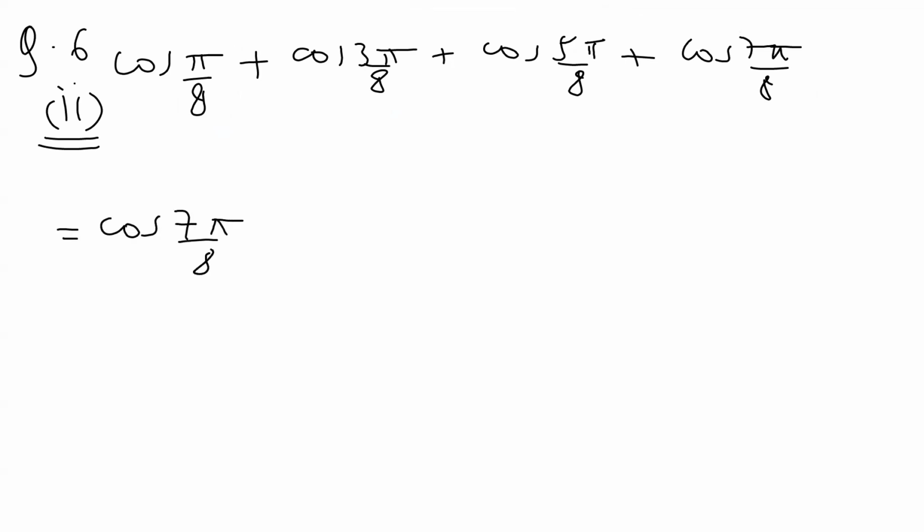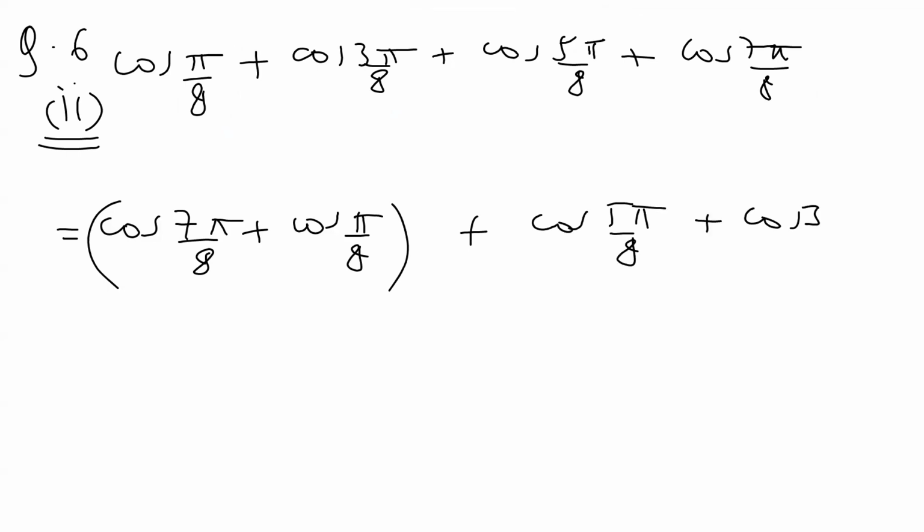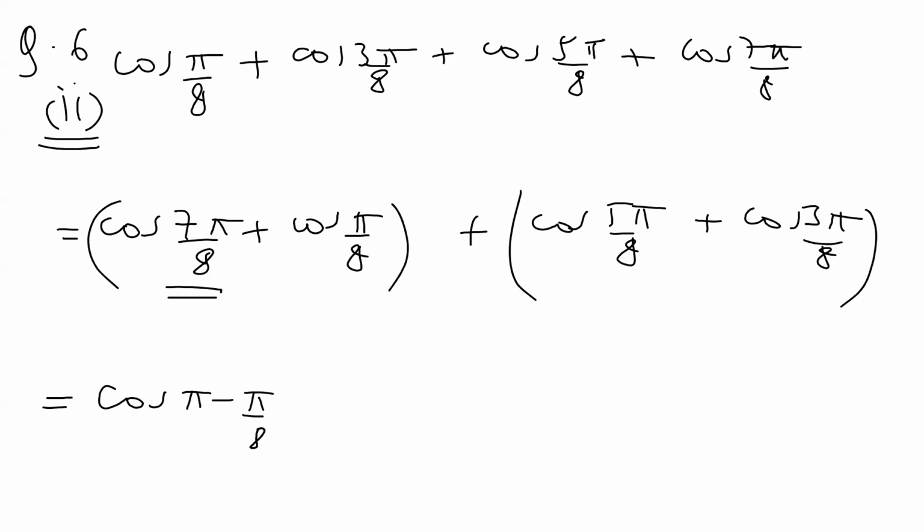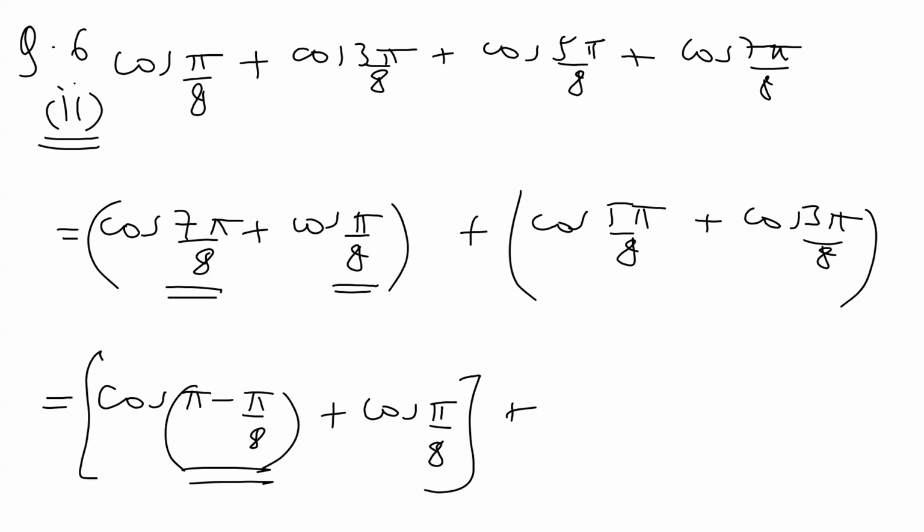Cos 7 pi by 8 plus cos pi by 8, plus cos 5 pi by 8 plus cos 3 pi by 8. Okay, now the bigger angle is 7 pi by 8. If I write 7 pi by 8 as pi minus pi by 8, that is mathematically correct because if you take LCM over here, you'll get 7 pi by 8. It's like that previous problem which we did.